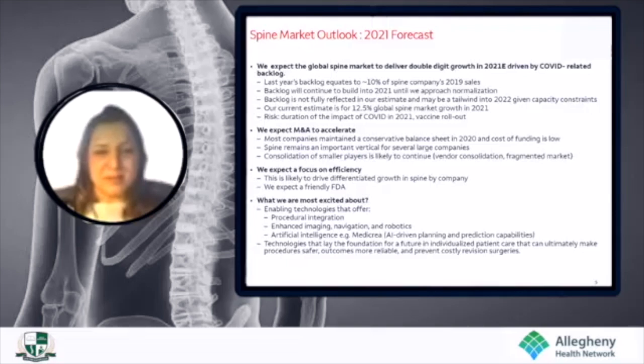So what are we most excited about with respect to the spine market in 2021 and beyond? I'm most excited about enabling technologies that can offer procedural integration, if you think about enhanced imaging, navigation, or robotics, and then artificial intelligence, which I think has a key role to play in 2021 and beyond as we think about differentiated growth for spine companies. And overall, technologies that really lay the foundation for a future in individualized patient care, that can make the procedures ultimately safer, outcomes more reliable, and prevent costly revision surgery.